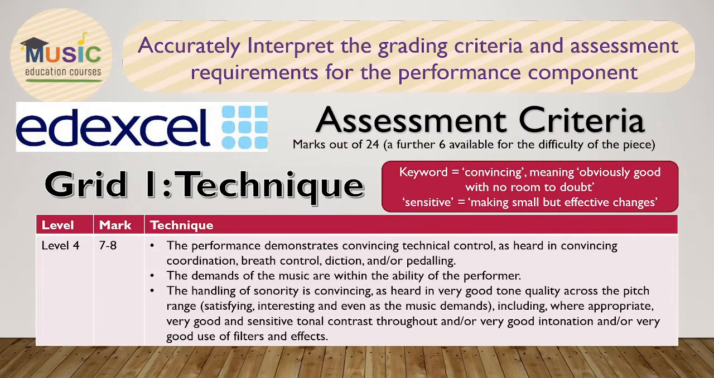Level 4, for 7 to 8 marks, the performance demonstrates convincing technical control. Convincing is a key word now, as heard in convincing coordination, breath control, diction, and or pedaling. Convincing, from a teacher's perspective, means obviously good with no room to doubt. That's what that means from my perspective. Convincing, meaning obviously good with no room to doubt, so you are very secure. The demands of the music are within the ability of the performer, it's just obvious.